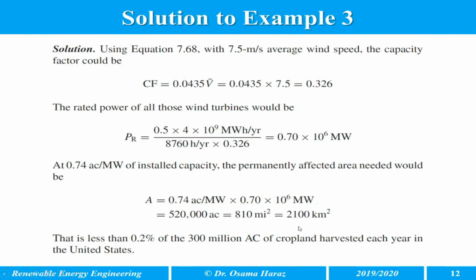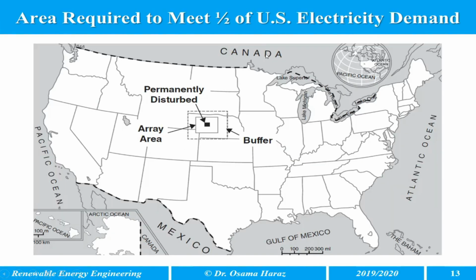So this area is less than 0.2% of the 300 million acres of corn planted and harvested each year in the United States. And if we look at this area, it's the small black square here. This will provide you with half of the United States electricity demand.